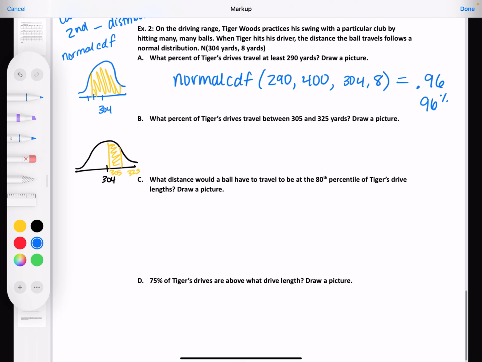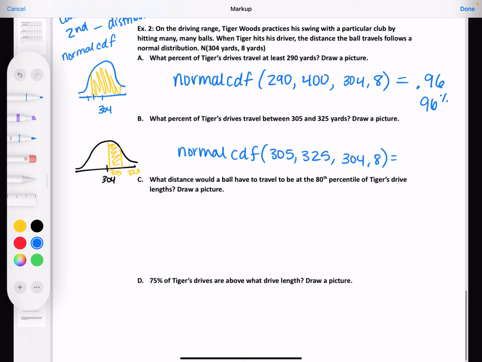So now we're using the same function, but we're putting 305 and 325 in the first two spots. So it'll be the normal CDF of 305, 325, 304, and 8. And I always say to write down the calculator function that you're using and the order that you put them in, because when you get to the AP test, if that's the way you did it, then they know how you solved it. They want to know everything you put in to give you full credit. That's so annoying.